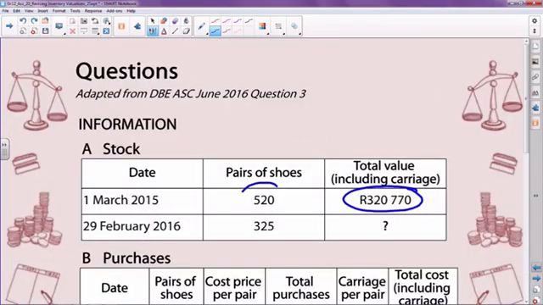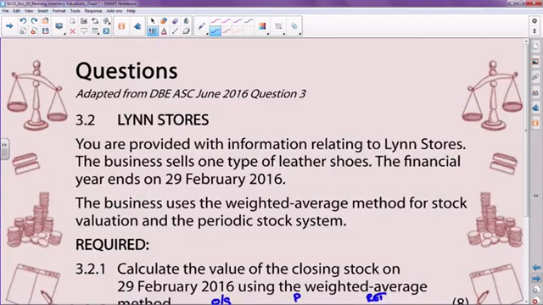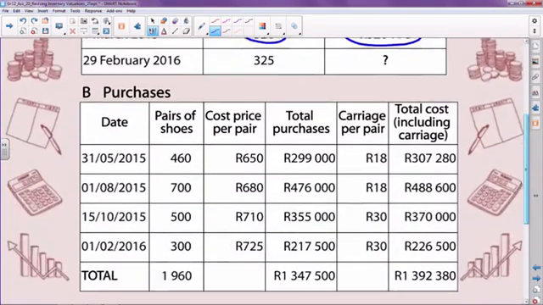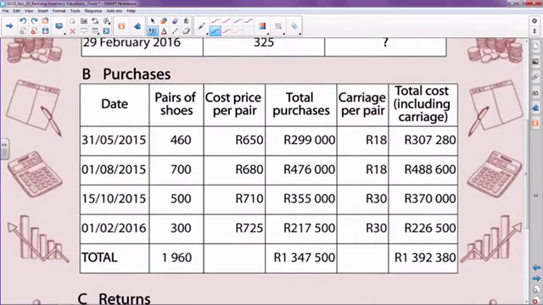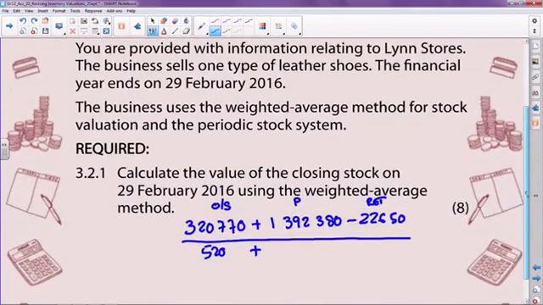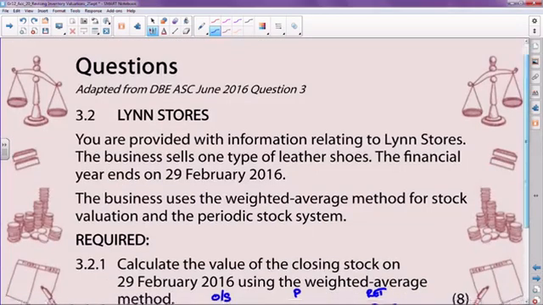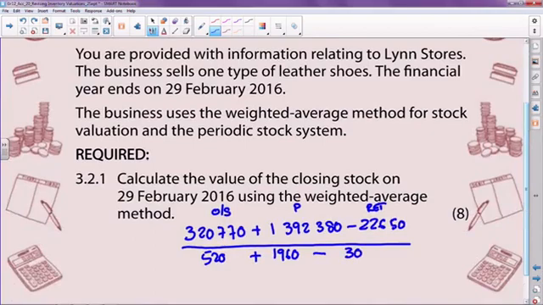Beginning of the year, you had 520 pairs of shoes. So immediately you tell yourself, fine, the opening stock was 520 pairs of shoes, plus add your purchases. How many pairs of shoes were your total purchases? The total pairs of shoes was 1,960. Immediately you tell yourself, fine, I've got that, 1,960 minus what did I return? Definitely there was a return of goods, and the return amounted to 30 pairs of shoes. Clearly, that needs to be taken into consideration, and there you got your 30 pairs of shoes.